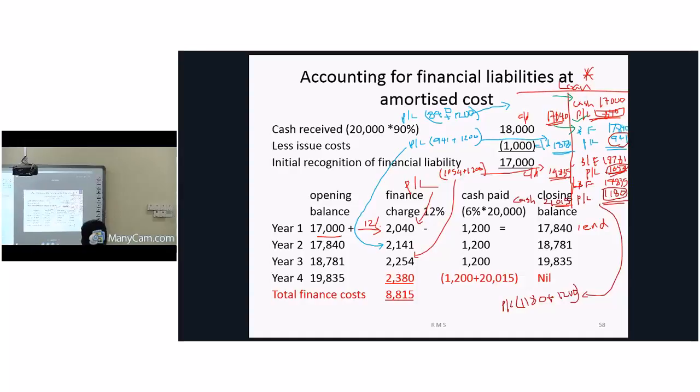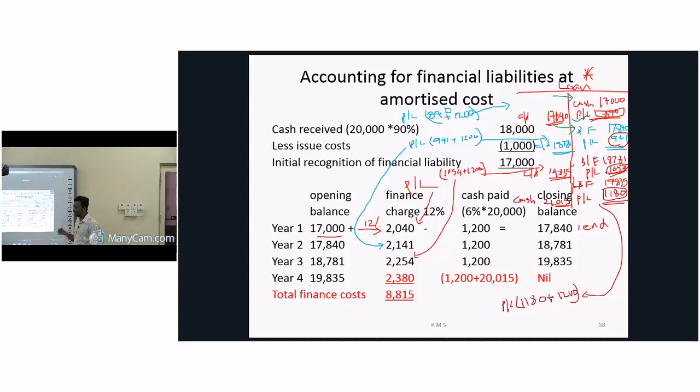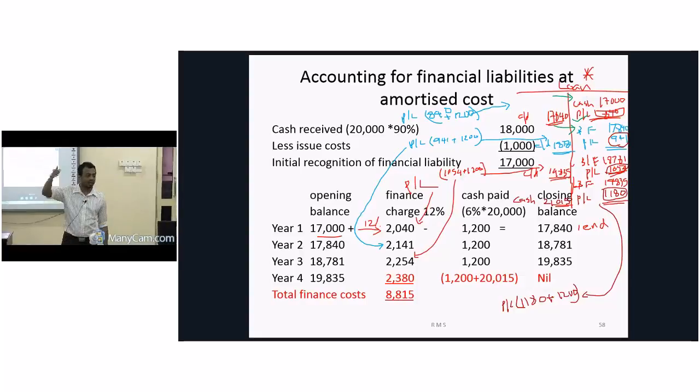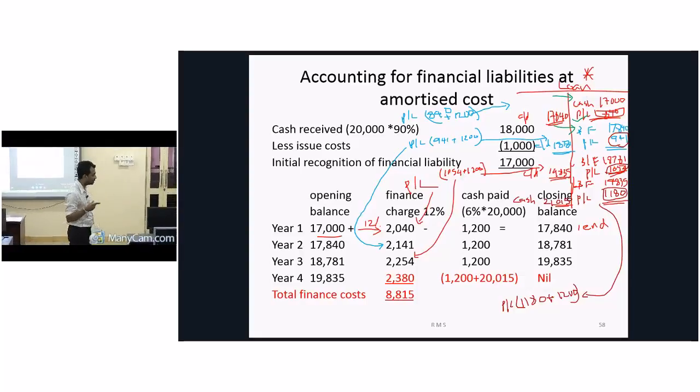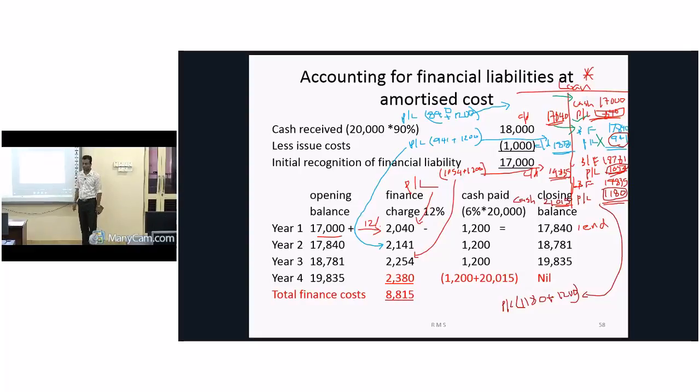Then 17,840 into 12% means 2,141. Now you can tell the double entry. Profit and loss account debit 2,141. We have to credit 1,200, the cash you have to pay at the end of each year. The balance is 941. We credit 941 to the loan account or liability account. Got it?